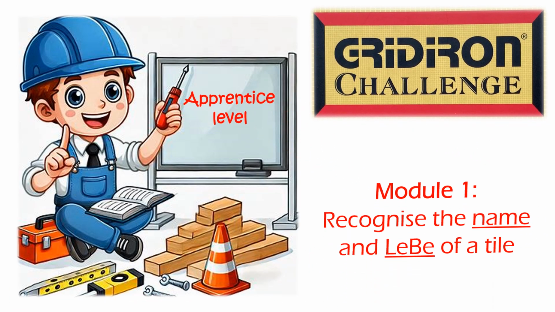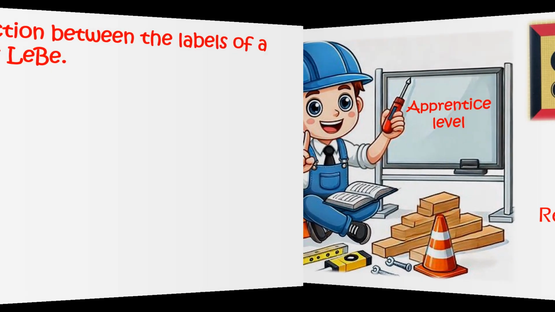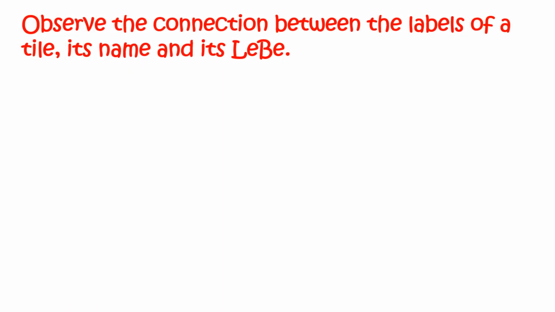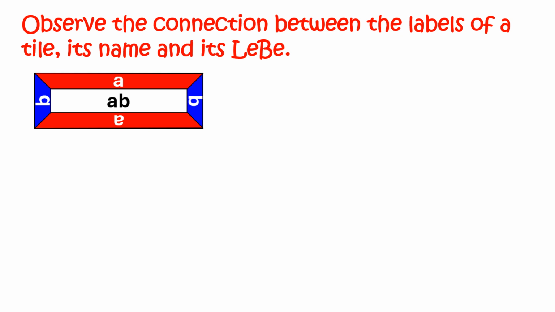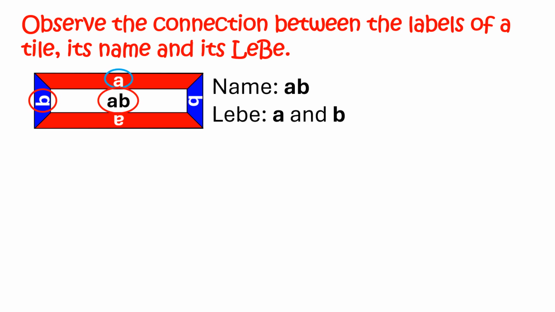We'll begin with Module 1, where you will learn the name and LeBe of a tile, and we'll start by tapping on your observation skills. Observe the connection between the labels of a tile, its name and its LeBe. Here's an AB tile. Its name is AB, and its LeBe is A and B.